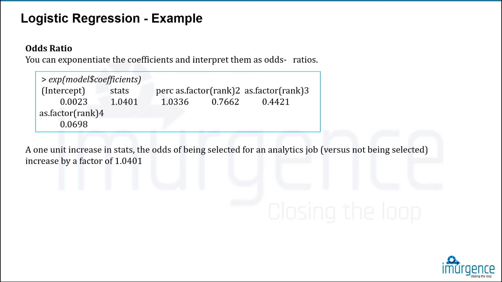Right, so just a little bit of brief around the odds ratio. If you want to avoid the log expression, but still express to business this odds ratio, what you can do is, you have got the coefficients, you need to take the exponential of the coefficient, so that the log is removed, right? So then you can express the same as an odds ratio. In that case, a 1 unit increase in stats, which is your variable over here, the odds of being selected for an analytics job versus not being selected, which is the base, increases by a factor of 1.0401. That's how we'll infer it.